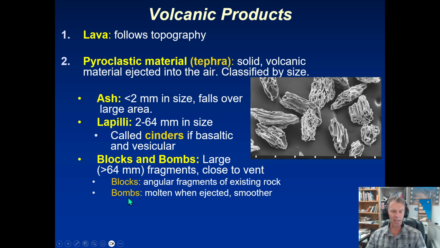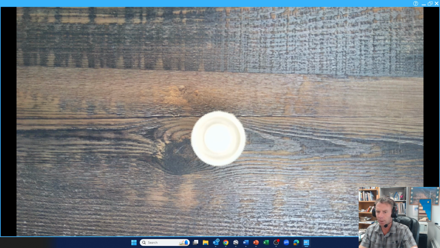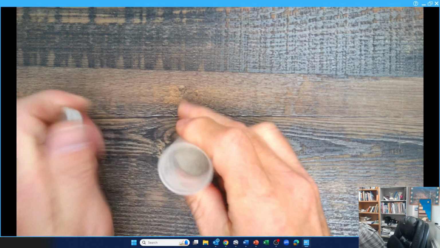If it's actually lava that's being ejected airborne, and it's molten when it gets thrown out of the volcanic vent, these are what we call bombs, and these tend to cool in the air, partially at least, before they hit the ground. They tend to be a little smoother in terms of their shape. Let me show you real quick a few. Let's switch over to the document camera, and I'll show you some examples of these.